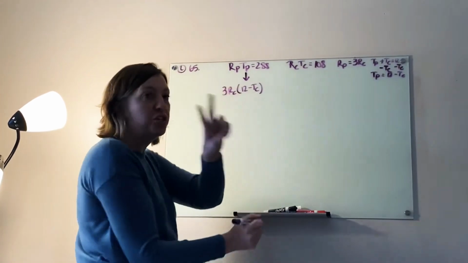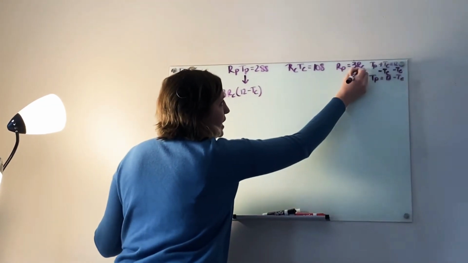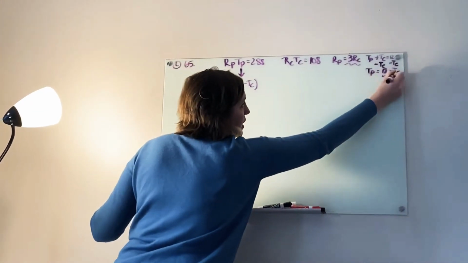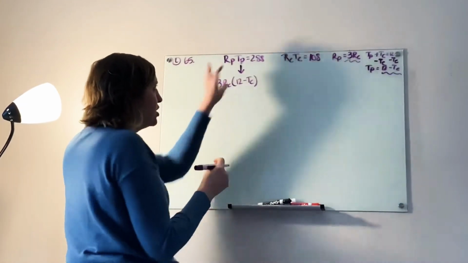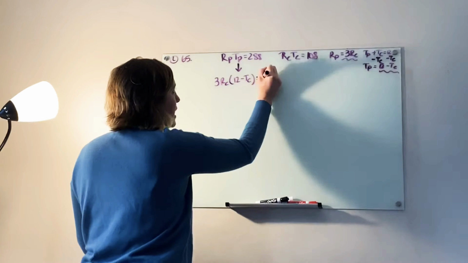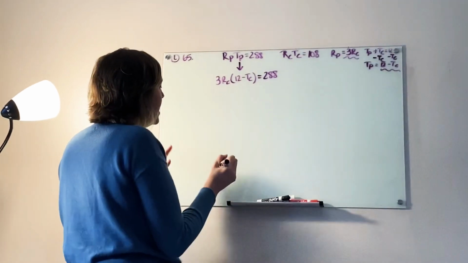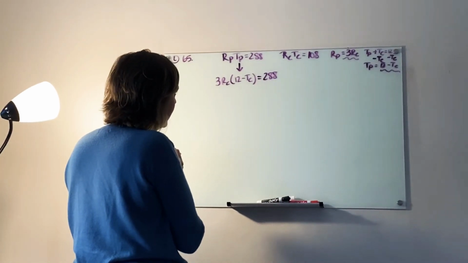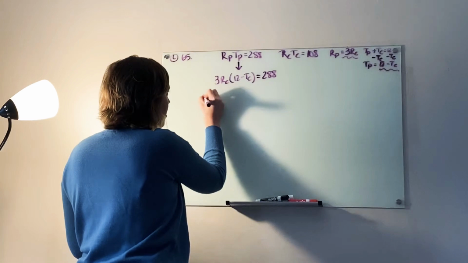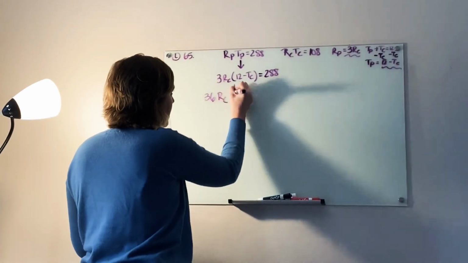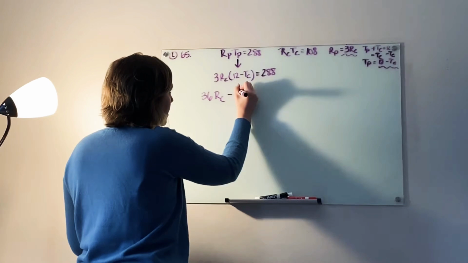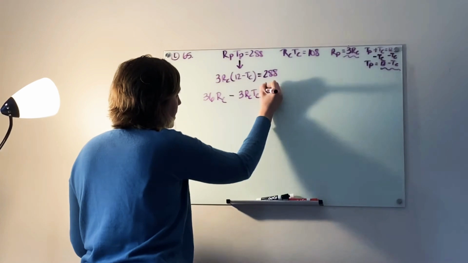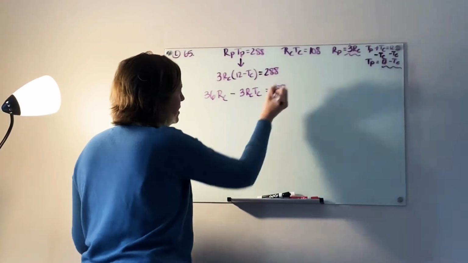Do you see what I did there? I did two substitutions. I substituted in 3RC for RP. Then I substituted in this for TP. So I just took the first equation and substituted in, equals 288. All right? Now I can distribute that, and I get 36RC minus 3RCTC equals 288.